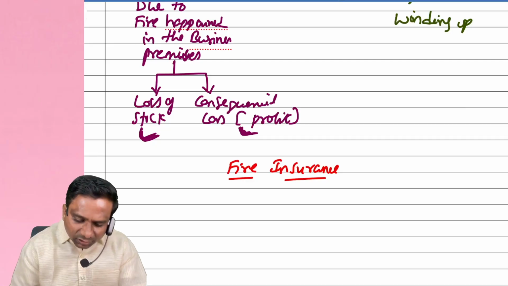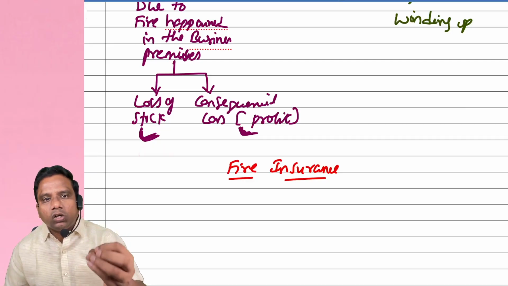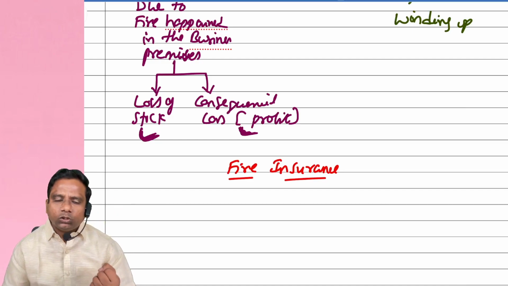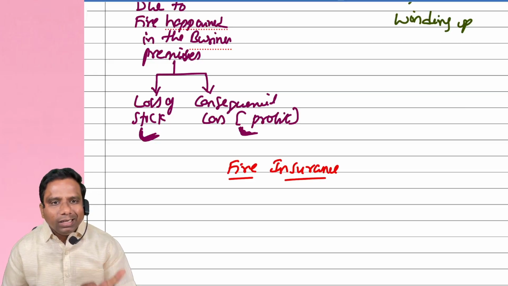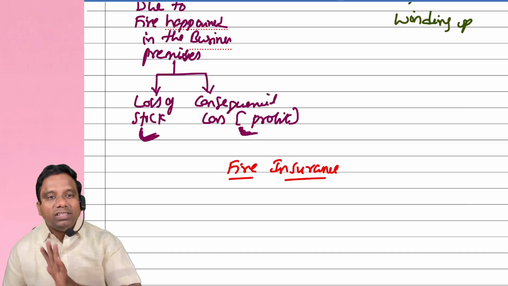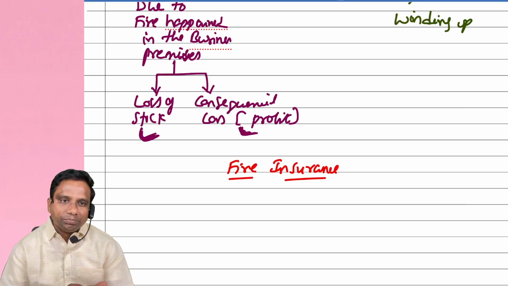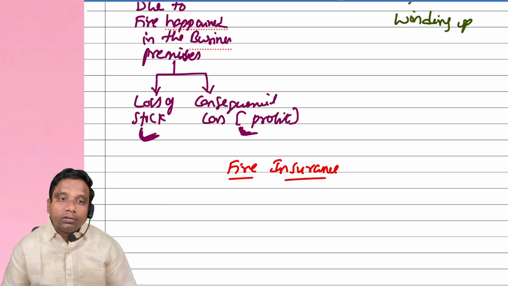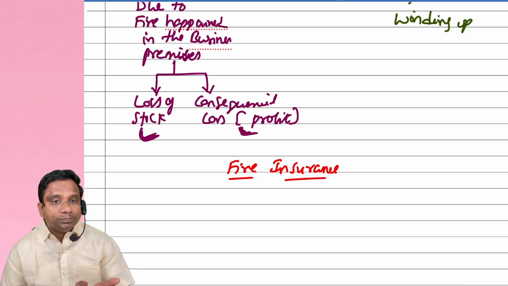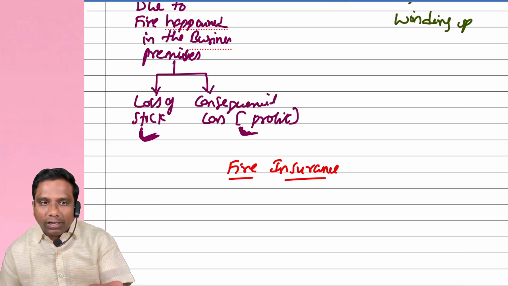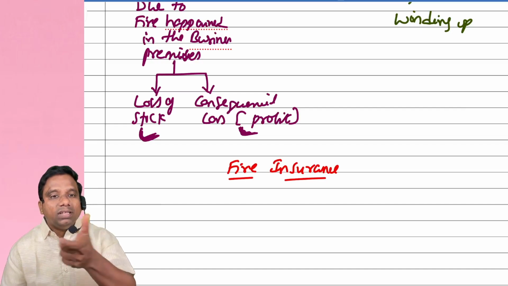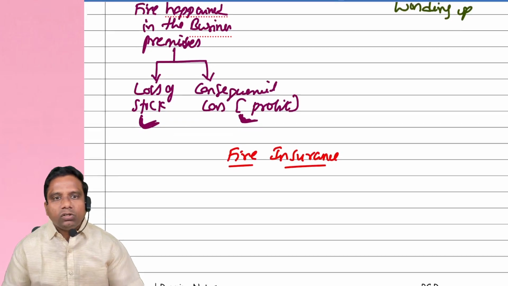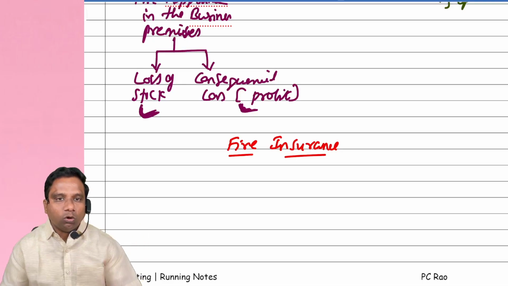So here we have understood how to calculate the loss of stock. Whatever the stock as on the date of fire, first calculate that stock, and from that deduct how much stock was salvaged. Then we get the net claim. Next we check whether the average clause is applicable or not. When the stock as on the date of fire is more than the policy amount, then the average clause is applicable. Based on that, we have calculated the claim amount.